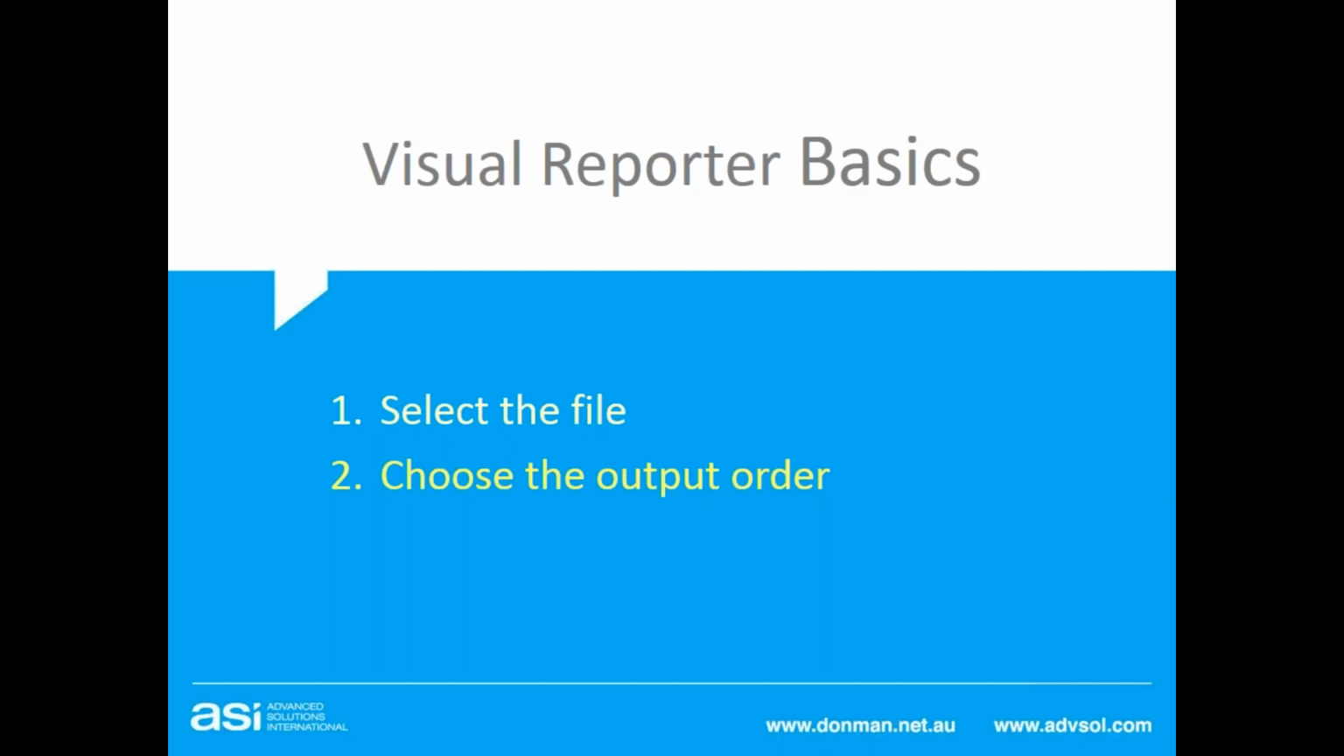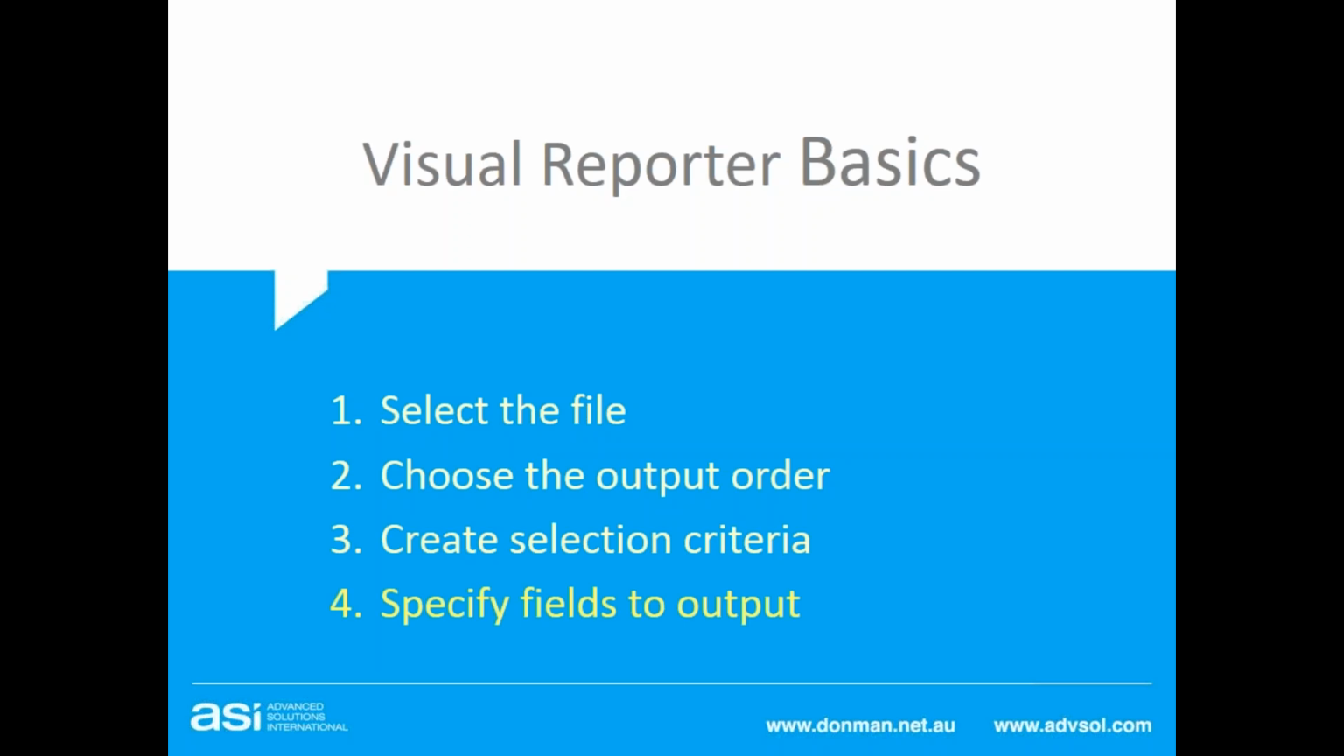Once you've chosen the output order, the next step is to actually select which particular records from that file you want. Do you just want your individual donors, or do you want donors who've given you more than $1,000 in total? That sort of selection criteria is then used for running that report, just to get the people or the records that you want from that file.